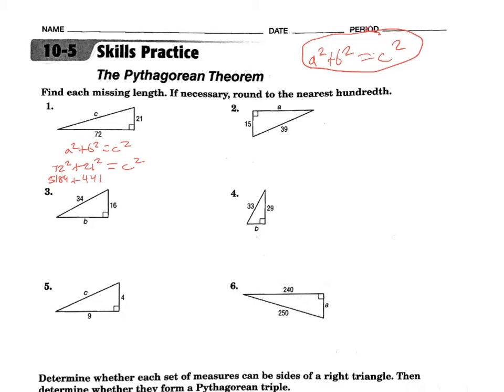So if I add those two together, 5,184 plus 441, I get 5,625 equals c squared, okay? And then remember, to solve, we can just square root both sides to get rid of that square. 5,625, the square root of that is 75. So we get 75 equals c. So there's our missing side. Notice there's no units or anything or feet, so we can just leave it as 75 today.